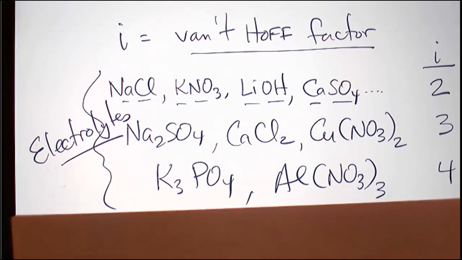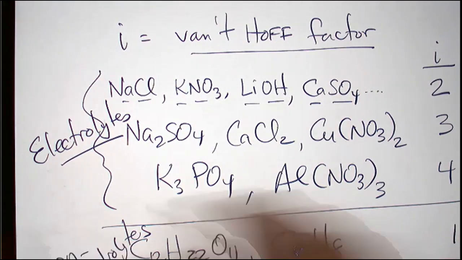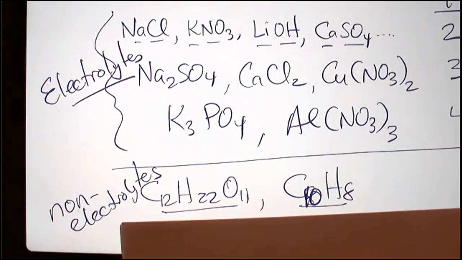Some solutes are not made of ions. They're covalent. They're molecular compounds. For example, sucrose, C12H22O11, naphthalene, C10H8. So when you look at their formulas, go back to your nomenclature unit, those are not ionic compounds, are they? So those would be referred to as non-electrolytes.